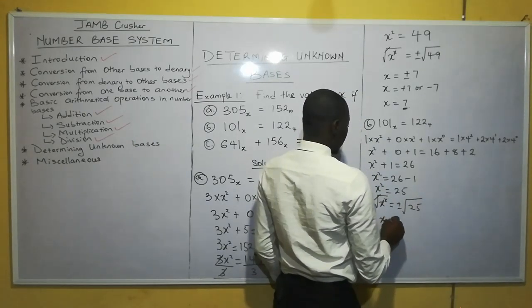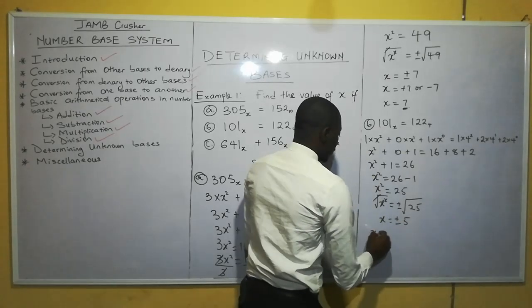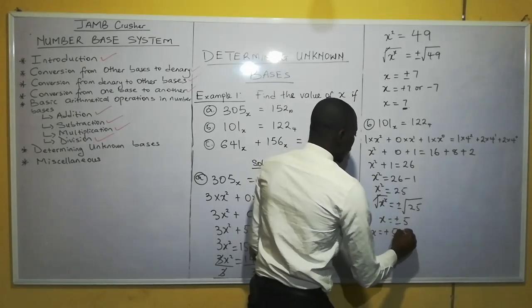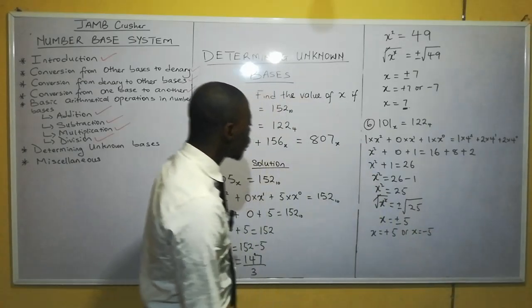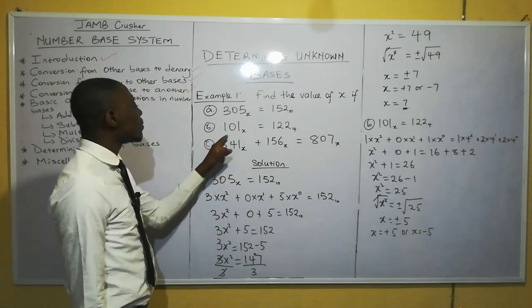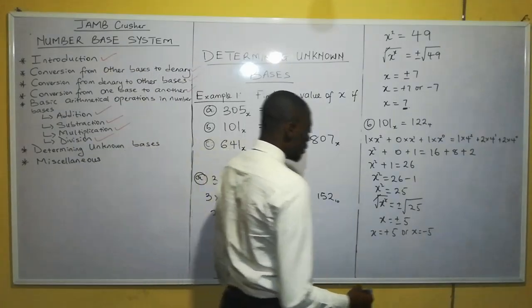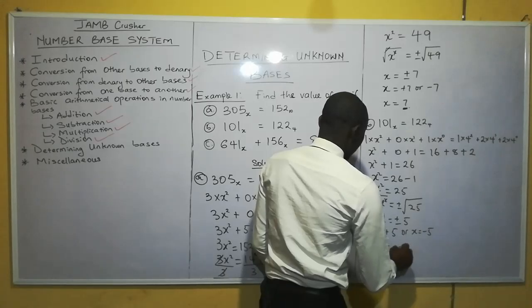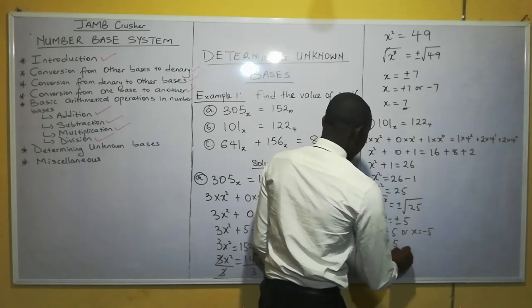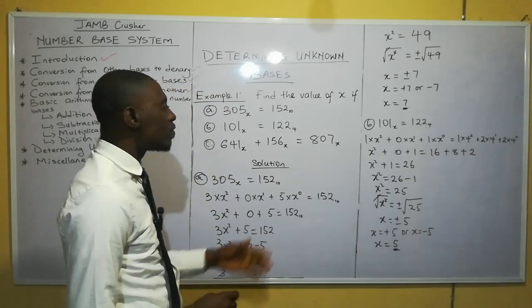I have my x is equal to plus or minus 5, meaning that x could be plus 5 or x could be minus 5. But of course, we know that we are working with a number-based system and we can't get a negative value in a number-based system. So we take the positive value. So that means x is equal to 5. This is the unknown base we are looking for.